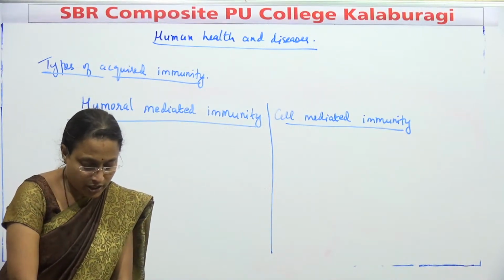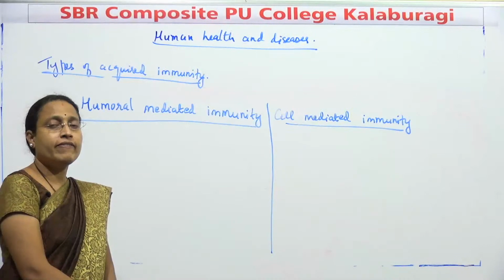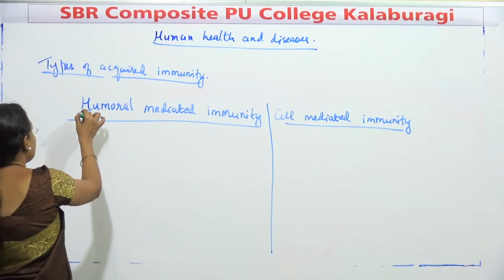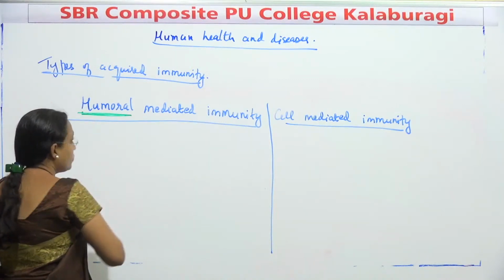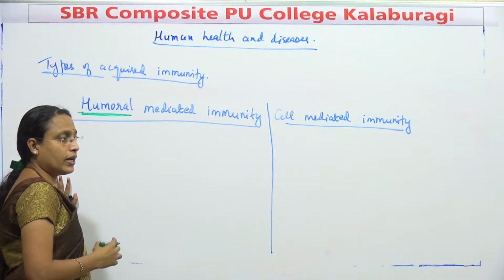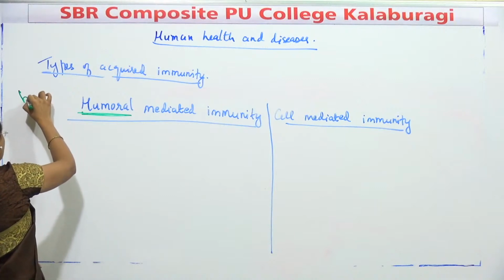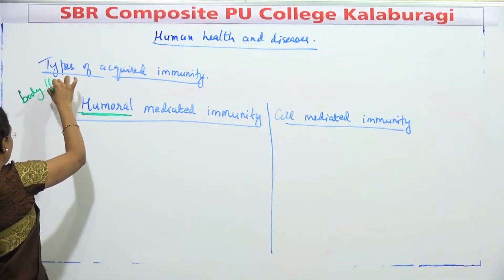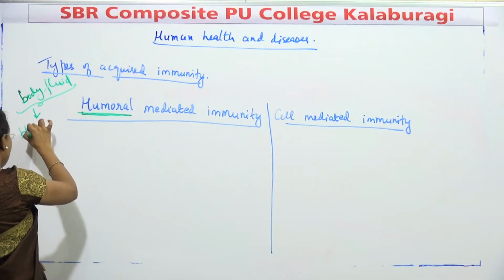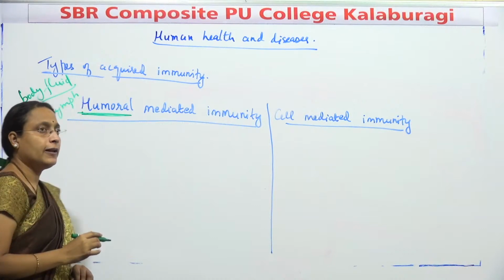In humoral mediated immunity, the immunity is brought about by production of antibodies which are present in the body's humors. So what you are noticing here is this. Which word is supposed to be here? Humor. And last time I told what a humor is. In the introduction of human health and disease, humor is nothing but body fluids. Now, which are the body fluids? The main body fluids of our body will be blood and lymph.